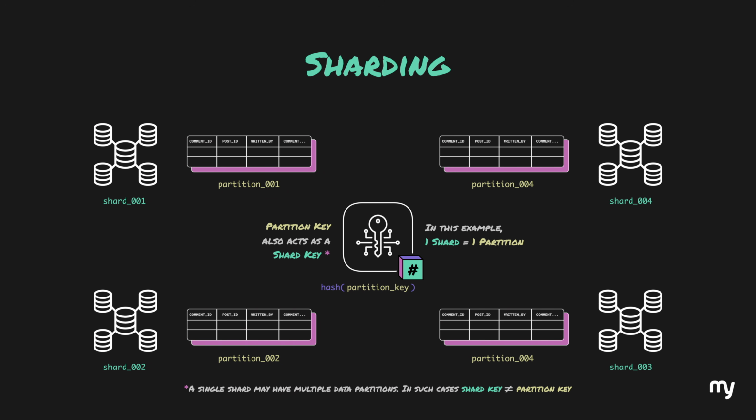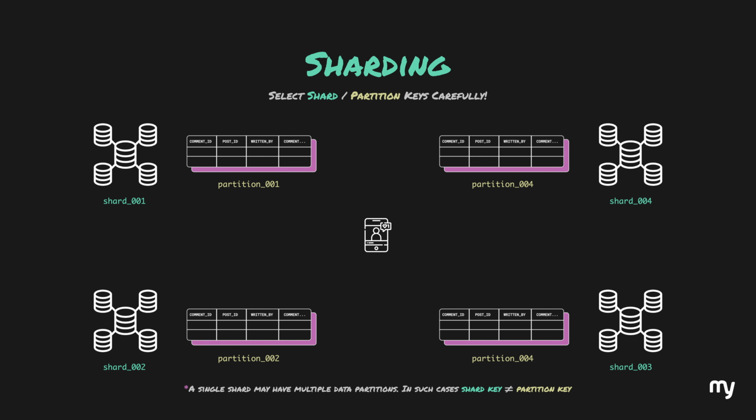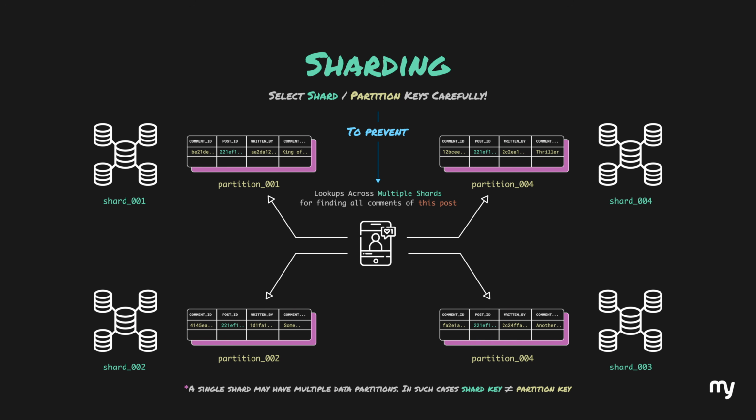Here, it becomes even more important to select your partition or shard key carefully, because if the comments of the same post are spread across multiple instances, then you will have to do lookups across multiple shards, which will be much slower due to network overhead. And these kind of queries which span across multiple shards are called fan-out queries. Although in most circumstances you may want to avoid fan-out queries, in some cases they may be unavoidable.